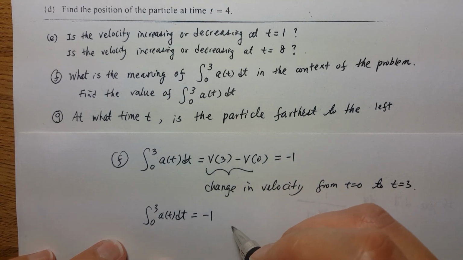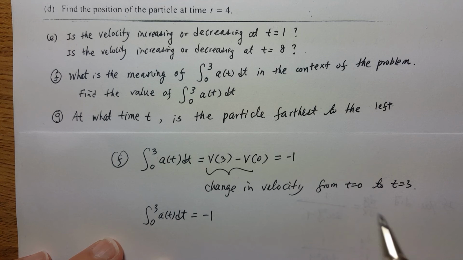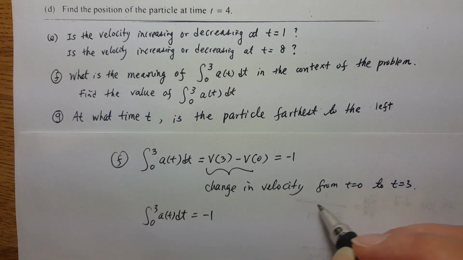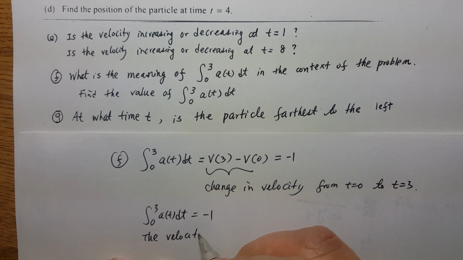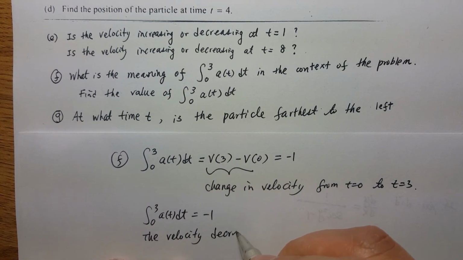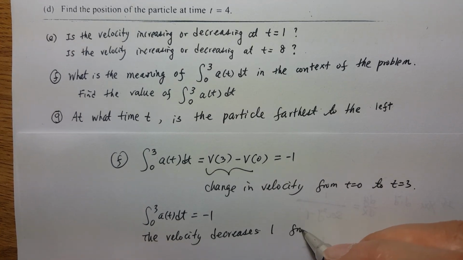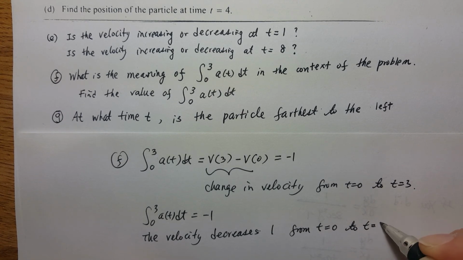We don't have the unit over here. It could be unit per second, unit per minute. Okay, we don't have the time, we don't have the unit for the horizontal part. So now what does it mean? Okay, the velocity decreases by 1 from t equal to 0 to t equal to 3.